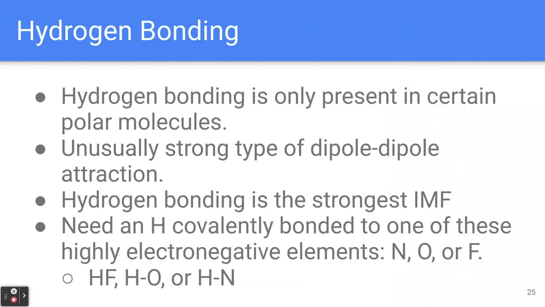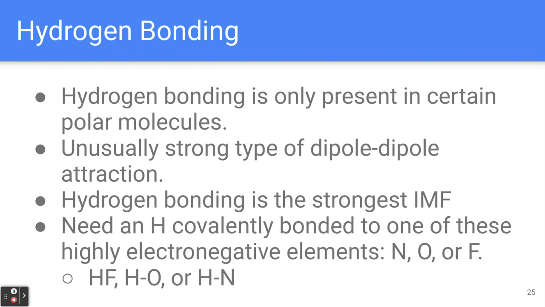The last one we're going to talk about is hydrogen bonding. And hydrogen bonding sounds kind of odd. It's not an actual bond, it's just an attraction. But hydrogen bonding happens because there is an electronegativity difference between some different atoms. So hydrogen bonding is the strongest IMF. And what we need here is a hydrogen covalently bonded to one of the highly electronegative elements. So we need a hydrogen bonded to nitrogen, oxygen, or fluorine in order for us to see hydrogen bonding.